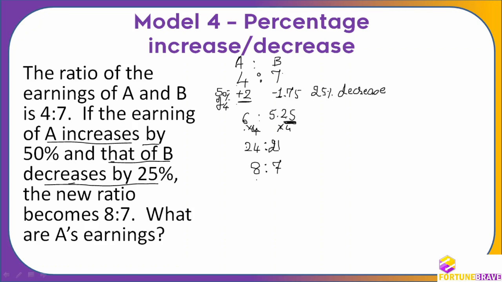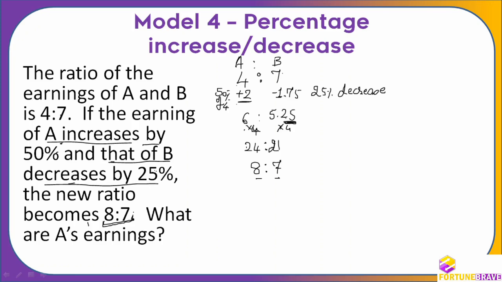Now when I see here, whatever question has been given, same thing I arrive at. It is 4 is to 7, then I increase by 50% and decrease by 25%. I'll get 8 is to 7. So that is what is given in the question. Now how do I find what are A's or B's?